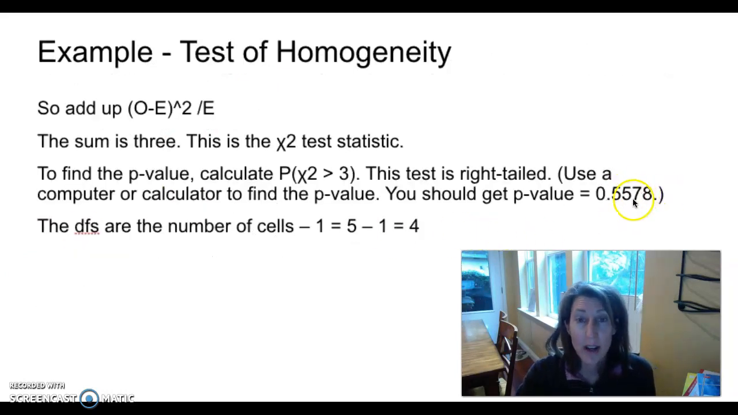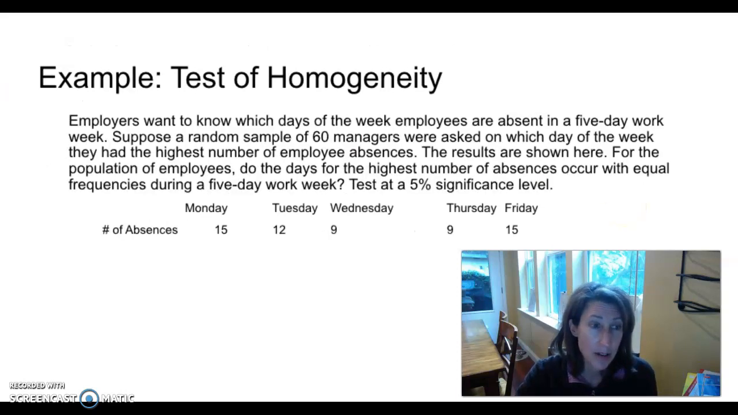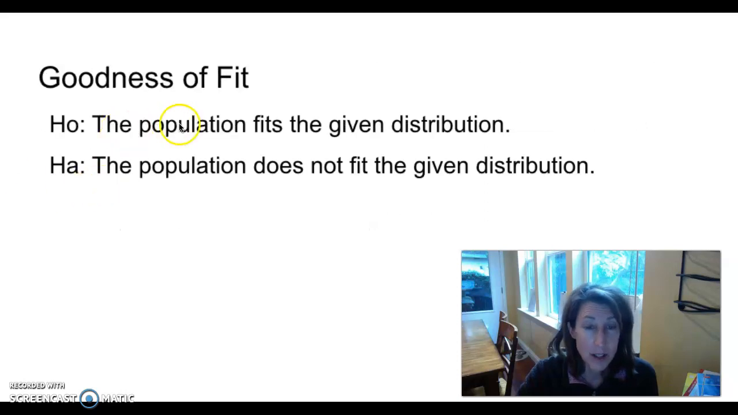Okay, and with the p-value of 0.55, that's so large, like I said, we are not going to reject the null. Let's go back and see what our null was. Our null was the population fits the given distribution. We do not reject it. So it's possible that it could fit.